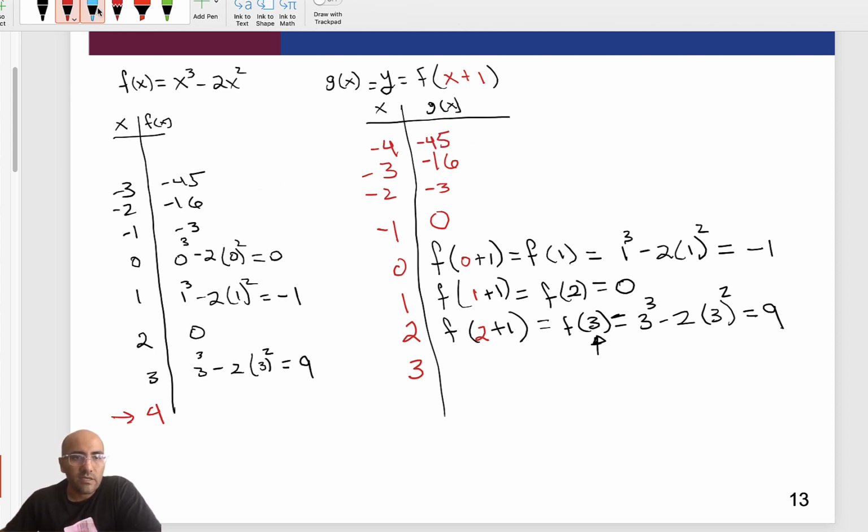So the pattern we see, hopefully, is that we get all the same sort of sequence of outputs: -45, -16, -3, 0, -1. So we get all the same outputs for a similar set of inputs. They've just been shifted a little bit. 0 mapped to -1, but now -1 maps to 0. And -1 mapped to -3, now -2 maps to -3. So the same outputs, but they've just been shifted a little bit.